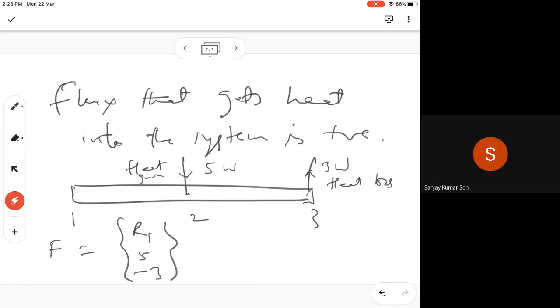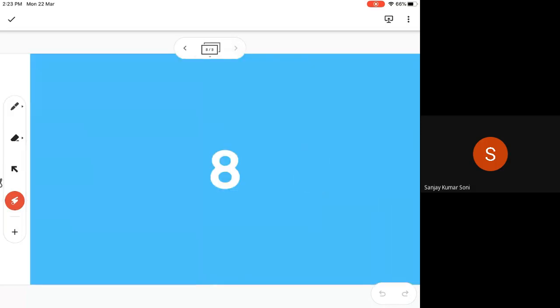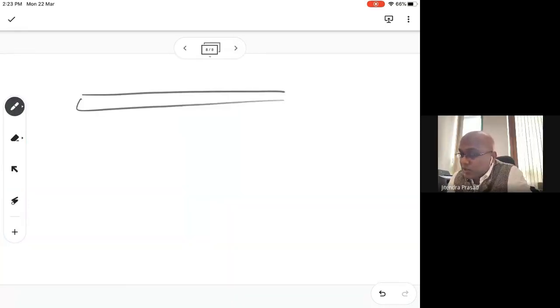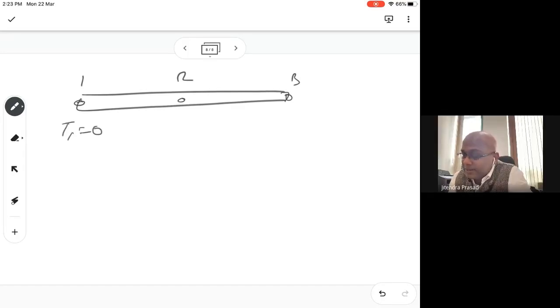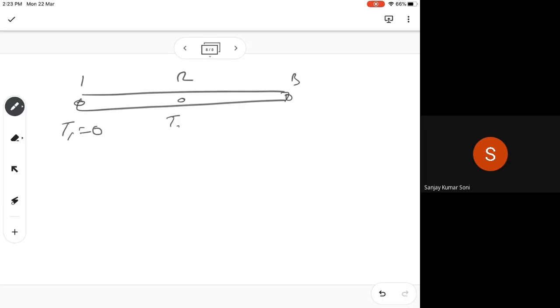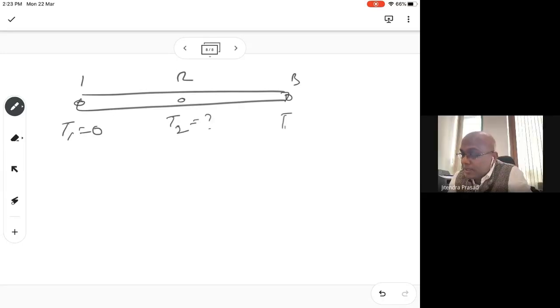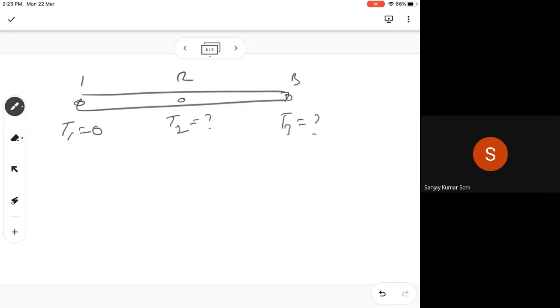Sir, in the same 3 noded element, let us say in the problem it is given that at node 1 the value of temperature is 0. At node 2 nothing is given. At node 3 only the heat flux is given, 5 for example. Okay, so let me draw it first. So node 1 to node 3. Node 1 is given as 0 degree centigrade temperature, T1 equal to 0. Then T2 is not given, T3 is not given. At node 3 the heat flux is given, let us say 5 watt per meter square.